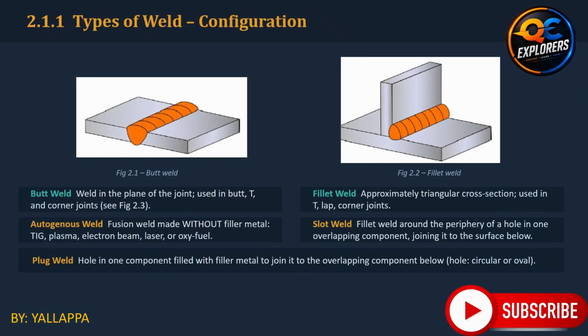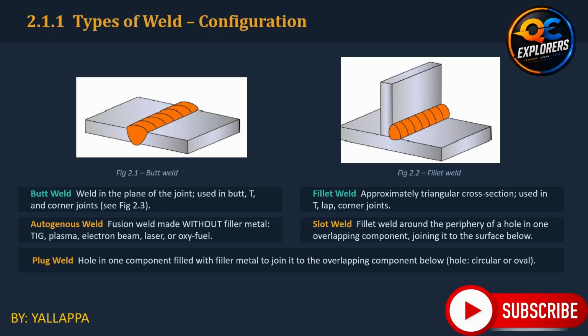Now we move from joint configuration to weld configuration. A butt weld is a weld made in the plane of the joint. It is commonly associated with butt joints, but it can also occur in T and corner configurations when the design requires that type of weld. A fillet weld has an approximately triangular transverse cross-section. It is commonly associated with T, lap and corner joints. This is an important distinction. A T-joint does not automatically mean a fillet weld.